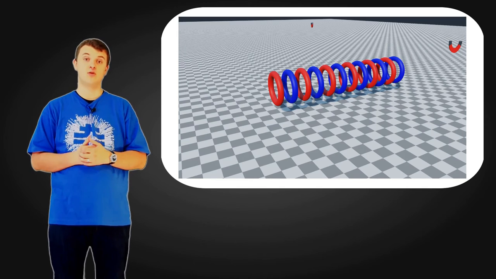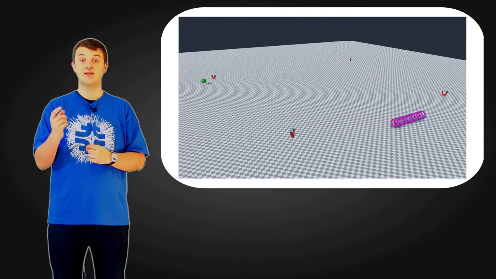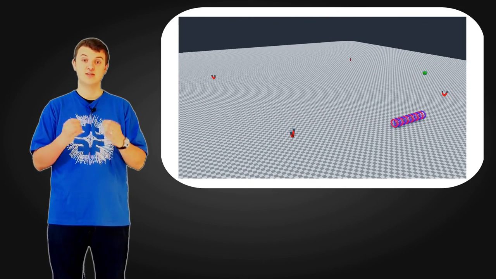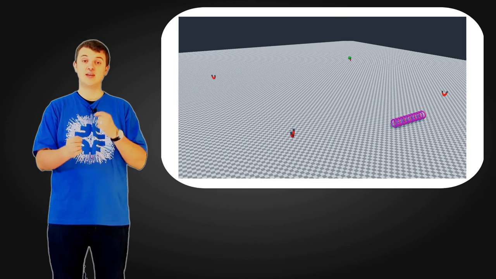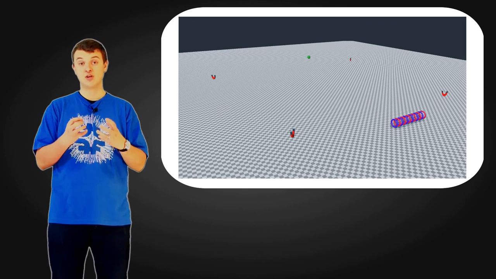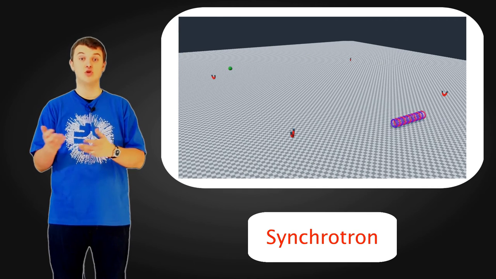Particles are accelerated using a similar technology to those we've seen before. However, each time the particles come around to be accelerated again, they're traveling faster. This means that the frequency that we oscillate the electric field has to be synchronized with the particle's velocity, hence the name synchrotron.